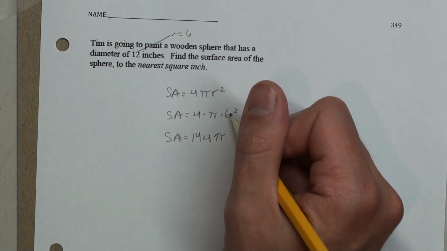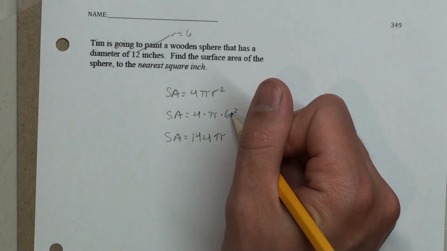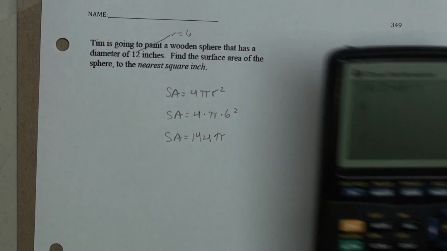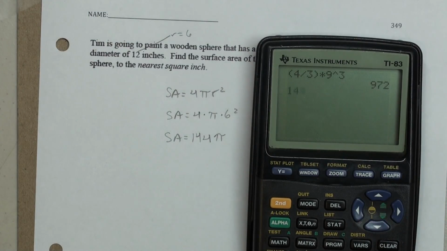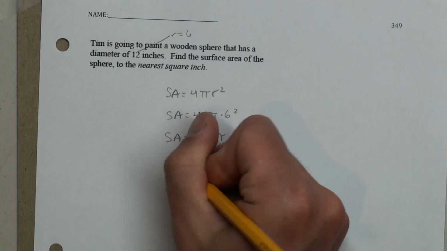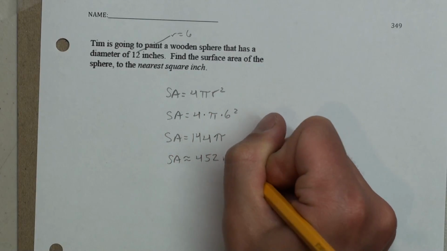Let me just check that again. 36, 72, 144. So the nearest square inch, 452.39, because it wants it to the nearest square inch.